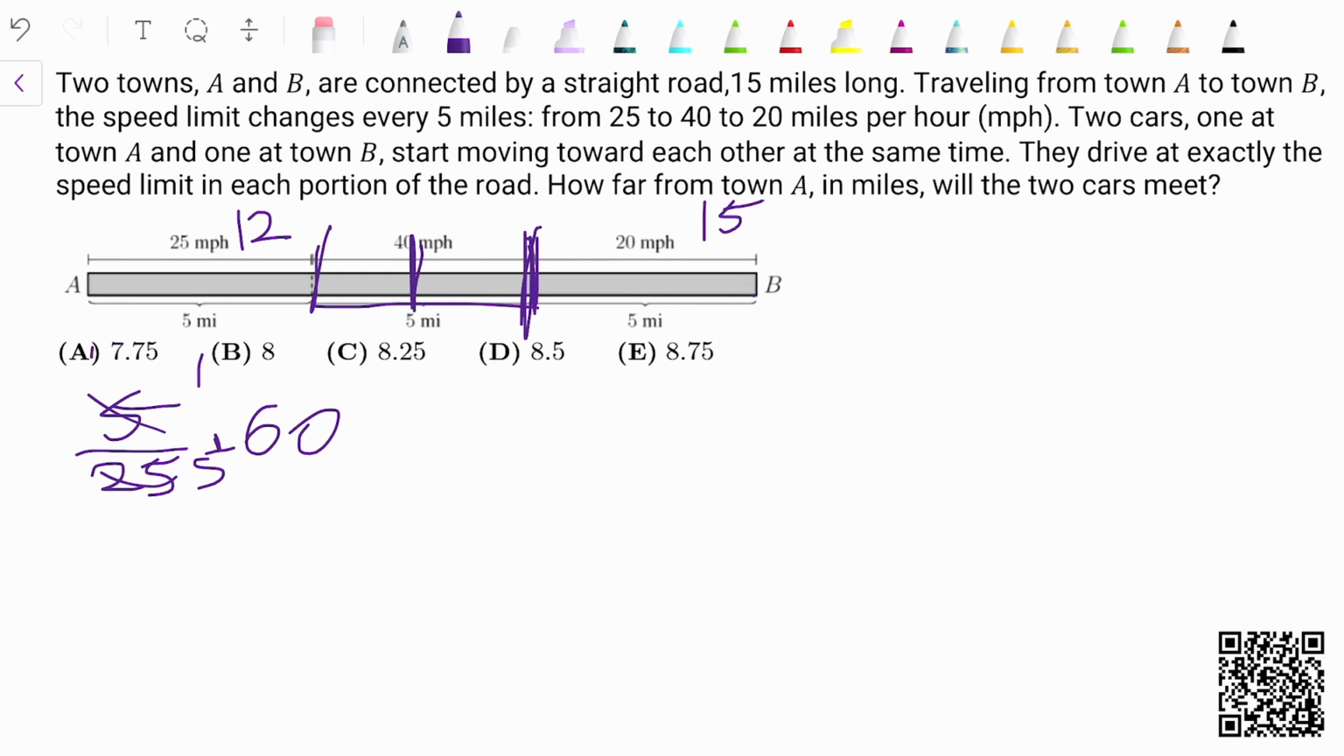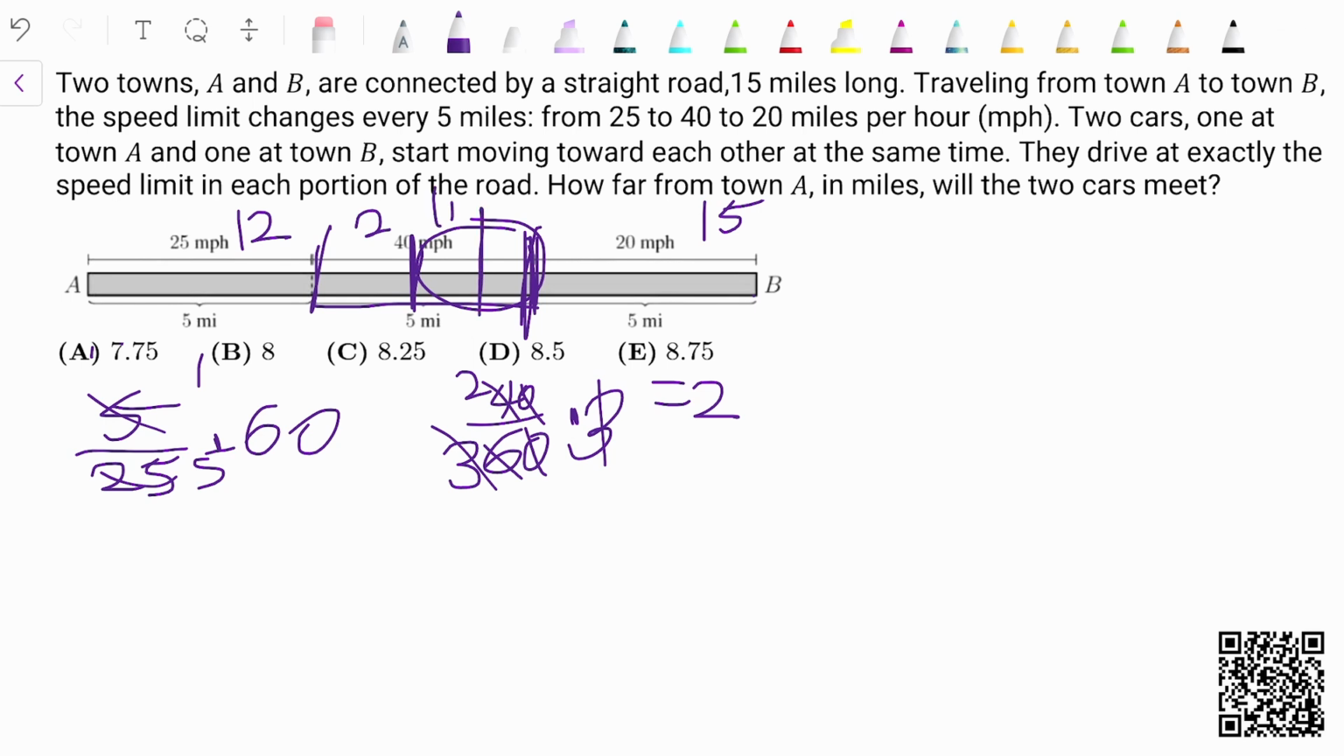To calculate exactly how many miles in they will be, we have 40 over 60 technically, but you can get rid of the 0, so 4 over 6. That's 2 over 3. Multiplied by 3, simplification, 2 miles in. That means they will already be 2 miles into the 40 mile per hour area, leaving 3 miles for them to split evenly straight down the middle because now they're going at the same pace. This is 1.5 extra miles, which means we have 5 plus 2 plus 1.5. That's equivalent to 8.5. So the distance from town A in miles when the two cars meet will be D, 8.5.